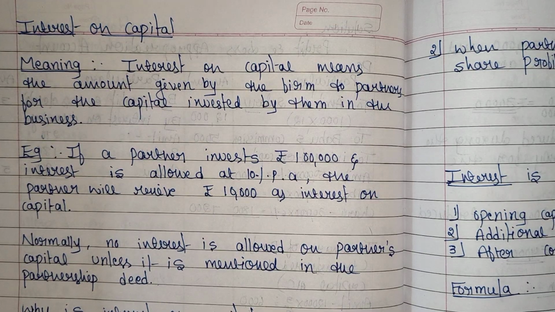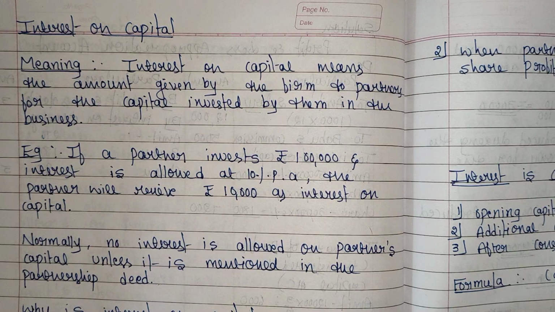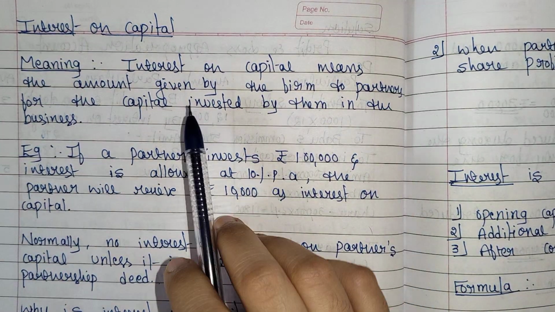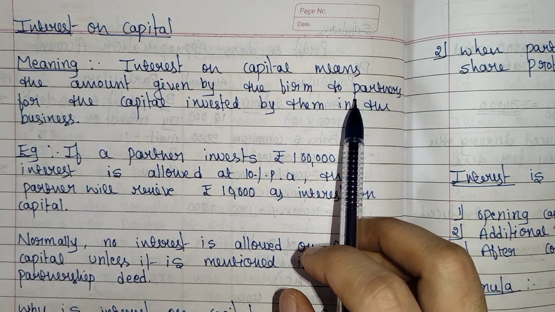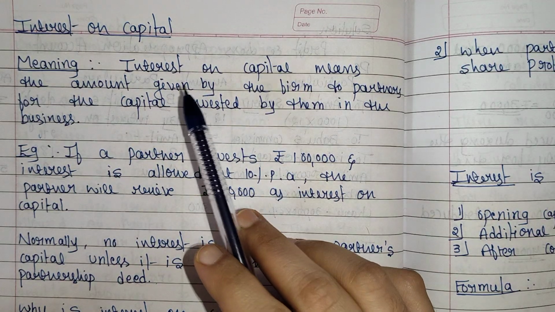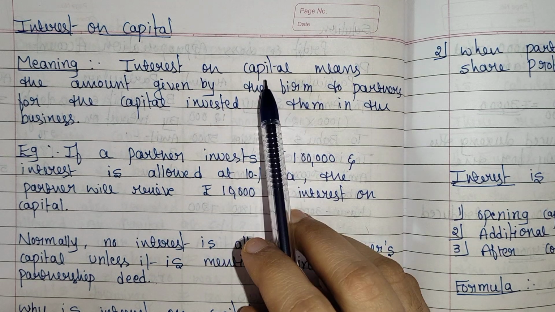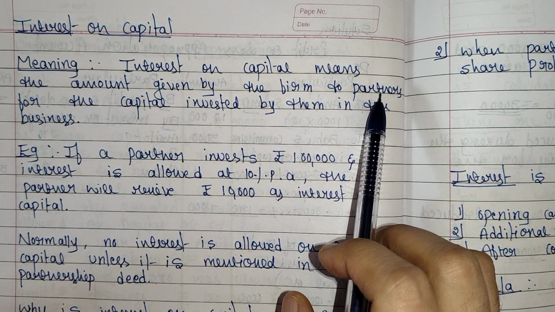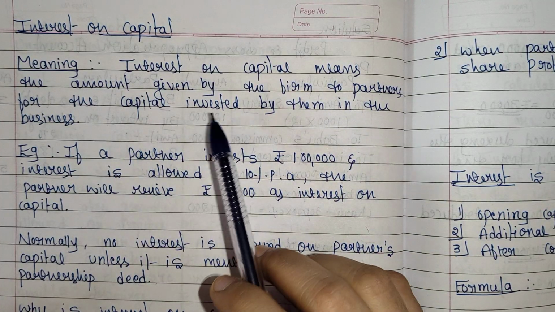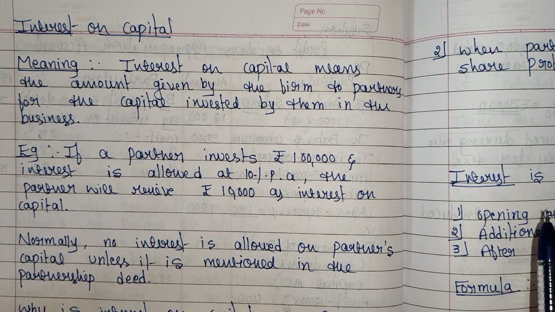Today let us understand interest on capital in partnership accounts. Clear? So let's begin with the meaning of interest on capital. Interest on capital, it means what? It means the amount given by the firm to partners for the capital invested by them in the business.